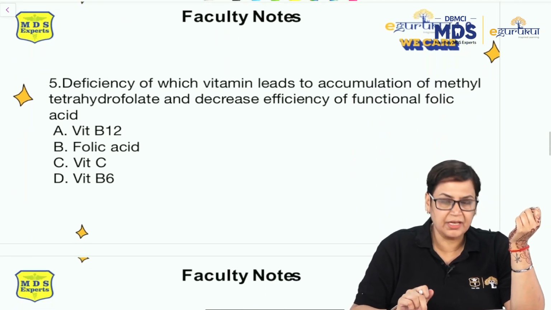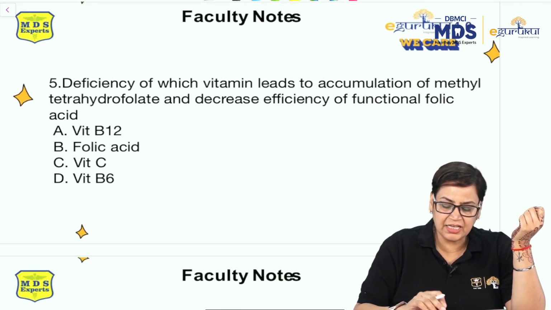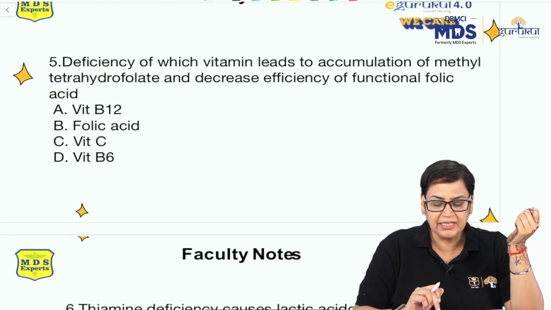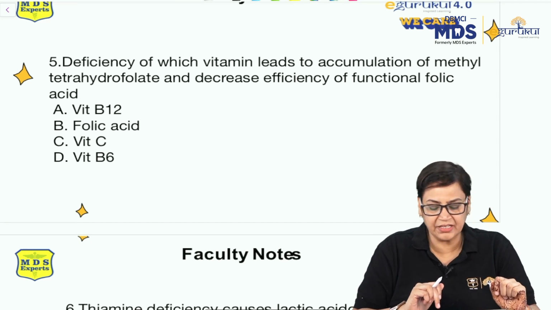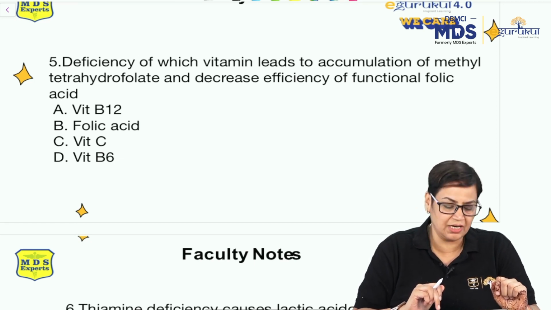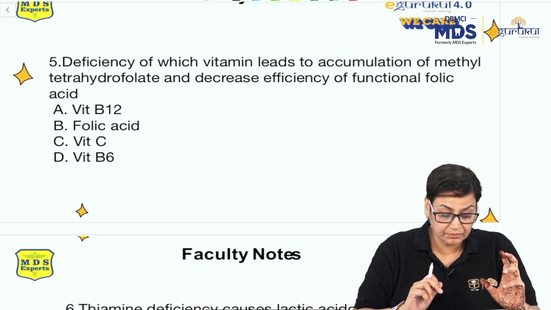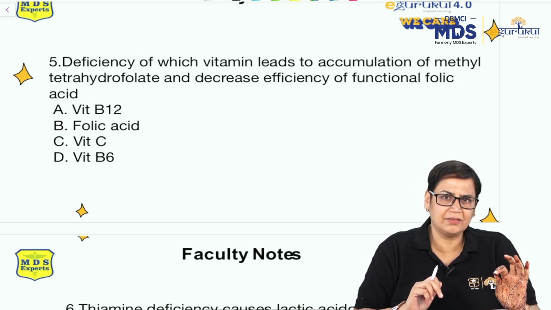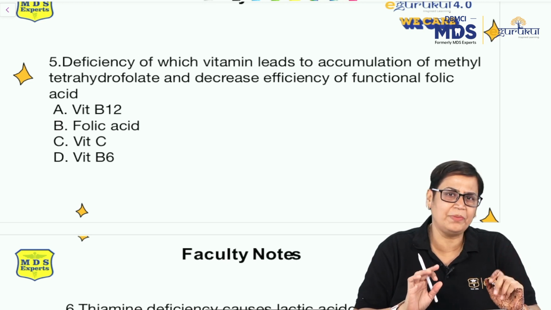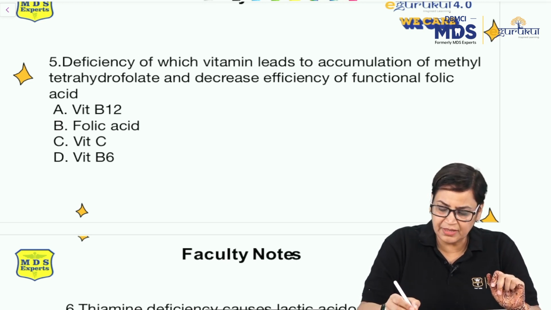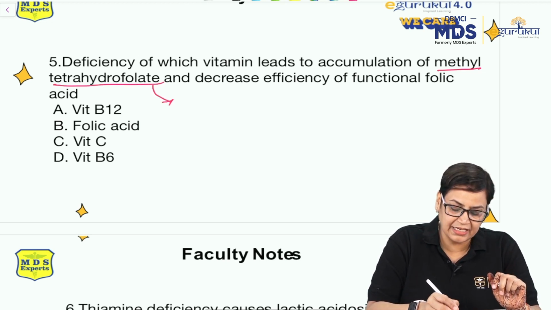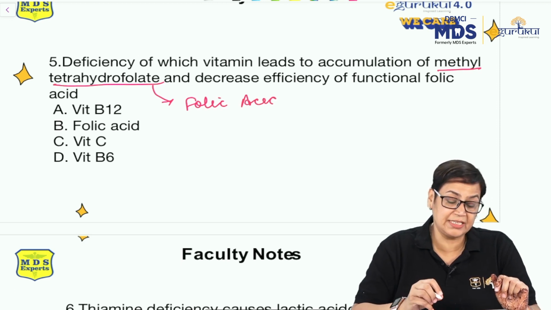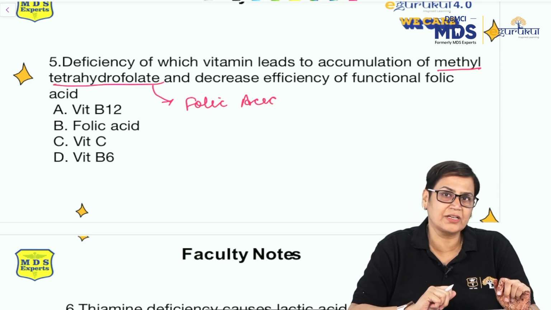Then moving on to question number 5. Deficiency of which vitamin leads to accumulation of methyl tetrahydrofolate and decreases efficiency of functional folic acid? Now this is a very easy question, but a little bit of complication is there. What is this methyl tetrahydrofolate? It is the active form of folic acid. And the question is saying it is also decreasing the efficiency of functional folic acid.